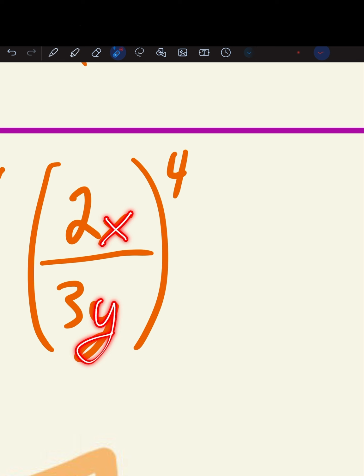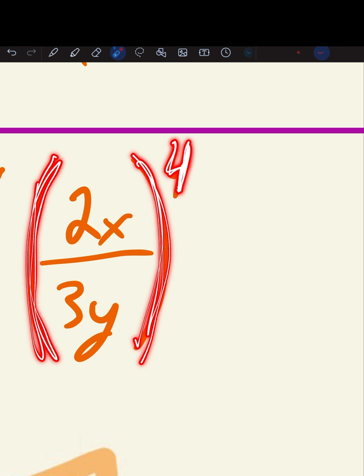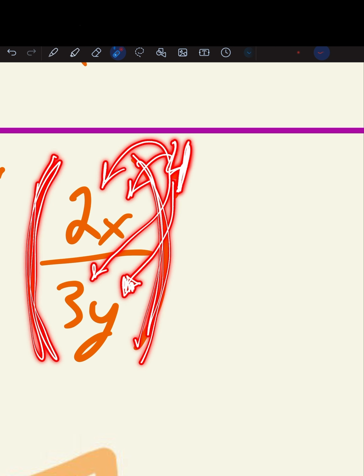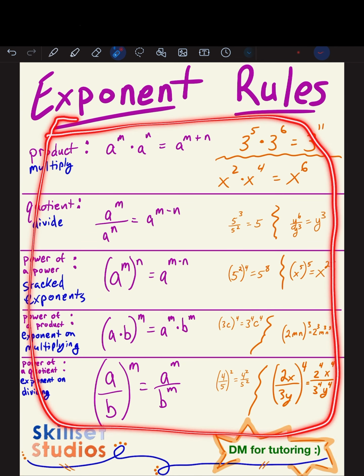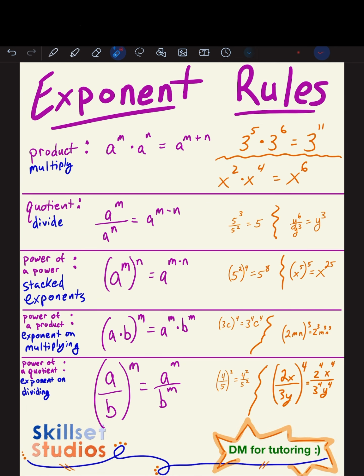Another example with some variables. As long as that exponent is outside of all the parentheses, the 4 is going to go to each individual piece, just like this. Now I can understand this can look like a lot, but just try to remember the key details. If your bases are the same and you're multiplying, add the exponents. If your bases are the same and you're dividing, subtract the exponents. If you're stacking exponents on top of each other, those exponents will multiply, but the base will stay the same. And whether you're multiplying or dividing, if there's an exponent outside of the parentheses, it's going to distribute to everything inside, and every piece within the parentheses will get that exponent.